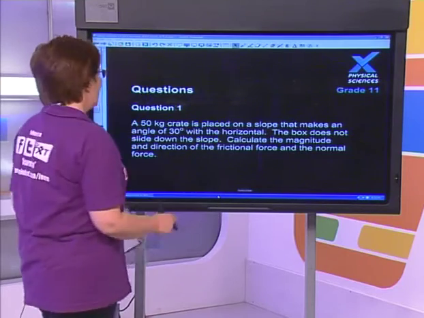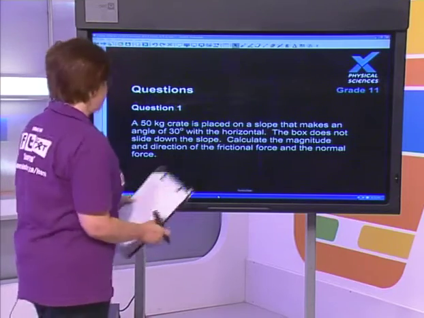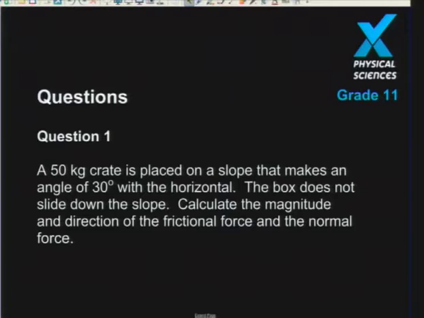So, let's look at some questions. The first one we're going to look at says that a 50-kilogram crate is placed on a slope that makes an angle of 30 degrees with the horizontal. The box does not slide down the slope. Calculate the magnitude and direction of the frictional force and the normal force.